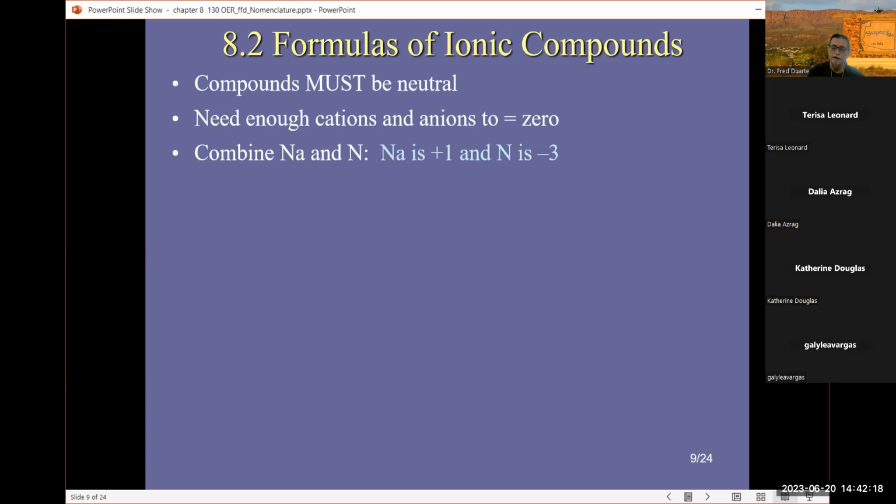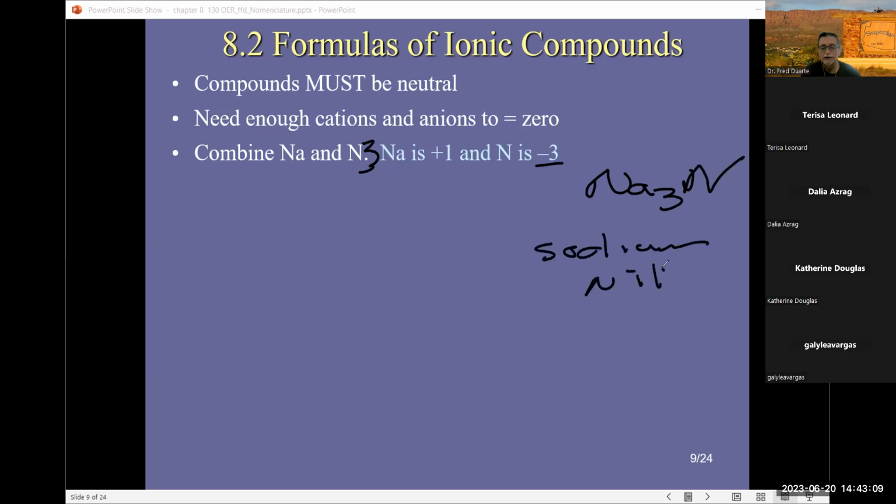Now, to put these together to write a formula, we need enough positives to cancel the negatives. So we're going to need 3 sodium ions to cancel the -3 of the nitride. So first things first, they gave us the elements. From the elements, we converted those and determined what the ions were. And then once we know the ions, we determine how many of each we need to put together. And that number in front of sodium becomes a subscript for sodium. So the formula would be Na3N. Its name would be sodium nitride, not nitrogen. It's no longer nitrogen. It is now the ion of nitrogen. Nitrogen is the element, and when it becomes ionic, it becomes nitride.